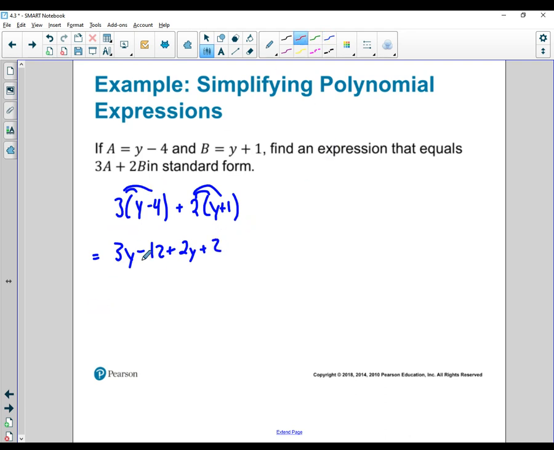Now I'm looking for like terms again. The highest degree I see is the y's. So 3y plus 2y. Now I'm looking at constants. I see minus 12 plus 2. And so when I do that, 3y plus 2y is going to be 5y. We're combining like terms. And minus 12 plus 2 is going to be minus 10. So just to write it without all the colors, the answer is 5y minus 10.